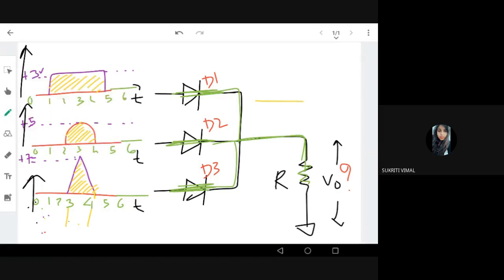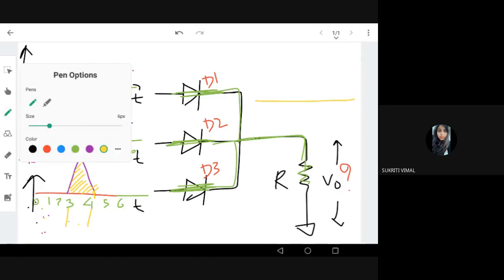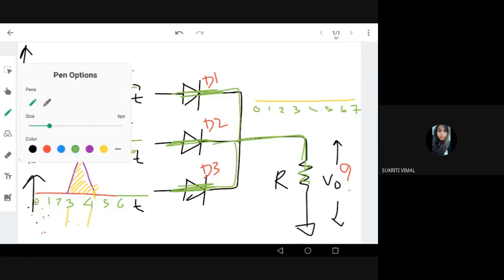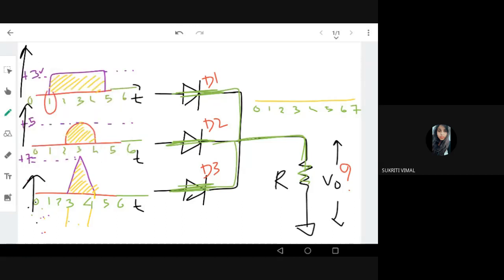So we have a graph like this, with axis 0, 1, 2, 3, 4, 5, 6, 7. At time equal to 1, the rectangular pulse starts, so I'll draw it here. From 1 to 5, the rectangular pulse is there. The voltage is plus 3.